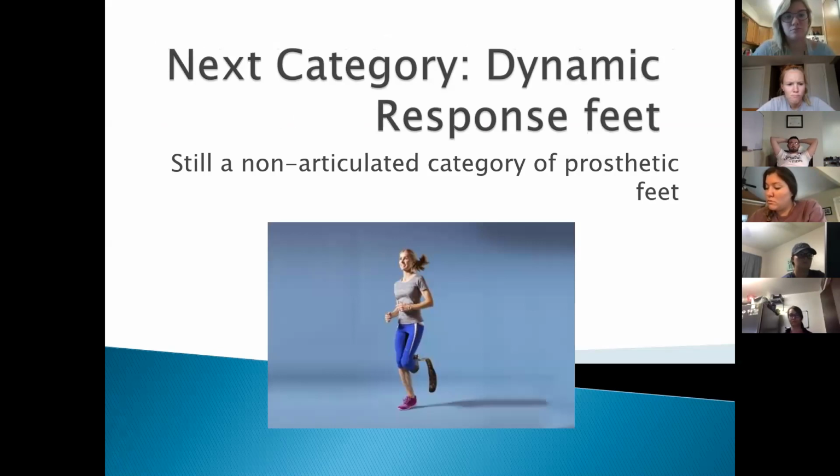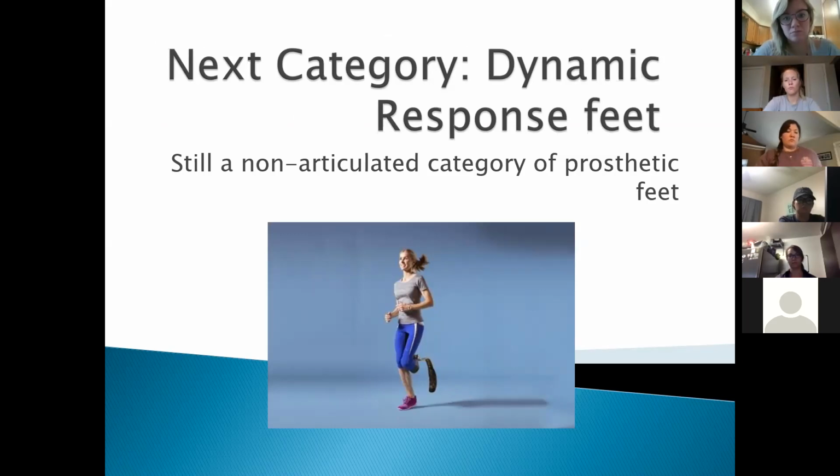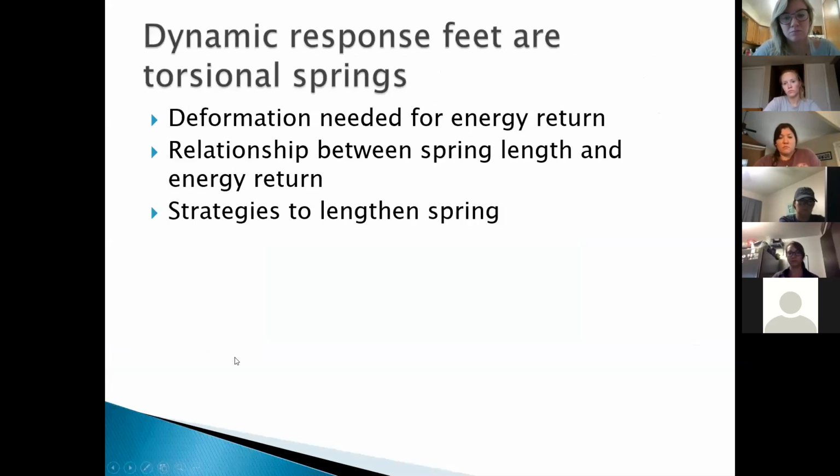All right, so the next thing that we're going to talk about are called the dynamic response feet. So if you've seen Paralympians, for instance, who are using prostheses, they're using prosthetic legs that kind of look like this. And this is an example of the dynamic response. And these are just really torsional springs. We're going to talk about this more over the course of the next several minutes. Here's a good example of this.